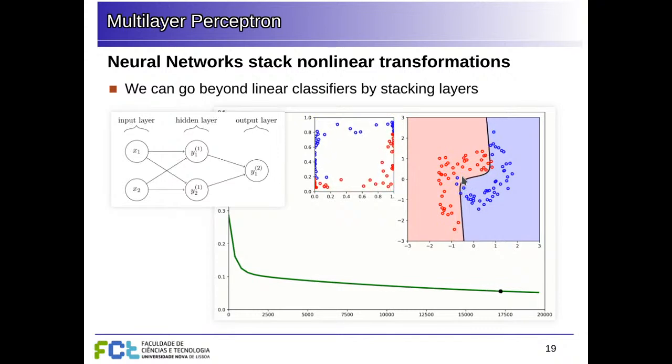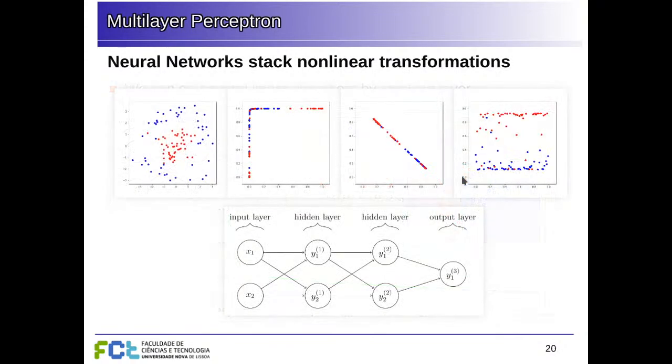We do not have to specify the nonlinear transformation. We don't have to choose the kernel or things like that, like we do in support vector machine. The transformation is learned by the network itself using backpropagation. And we can stack all the transformations that we want. For example, we can add a hidden layer here.